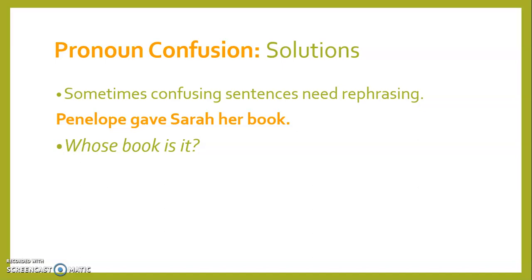One way we can solve this problem, and remember, there can be many different ways to clear it up, is by shuffling around the order of the pieces in the sentence. So here you can say, Penelope gave her book to Sarah. Even though we're still using the phrase her book, so we still kept the pronoun, and it might look a little confusing, it's actually less confusing because we added the prepositional phrase to Sarah at the end of the sentence. So we know that Penelope gave her book, that is Penelope's book, to Sarah. It's less confusing now.